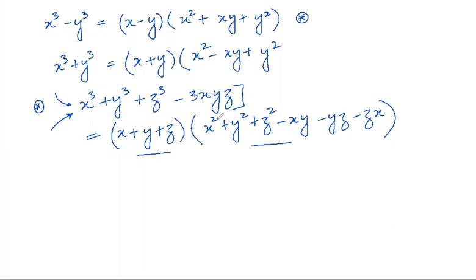So similarly, you can say a cube plus b cube plus c cube minus 3abc is equal to a plus b plus c into a square plus b square plus c square minus ab minus bc minus ca.